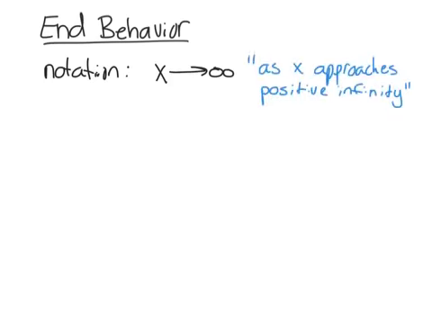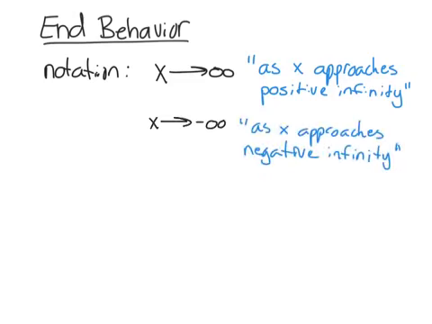All right, so for the rest of this lesson, we're going to focus on what's called end behavior, and we'll start with some notation first. So we're going to have notation that looks like this: x with an arrow to infinity. And what that stands for is: as x approaches positive infinity. That arrow kind of represents approaches. We also have this: as x approaches negative infinity. That's how you would say that.